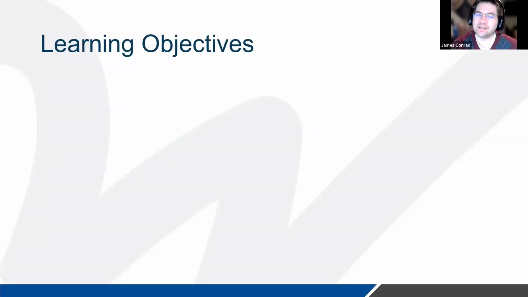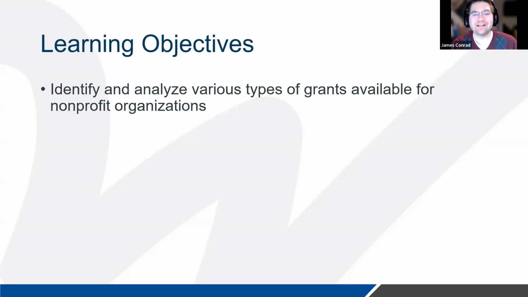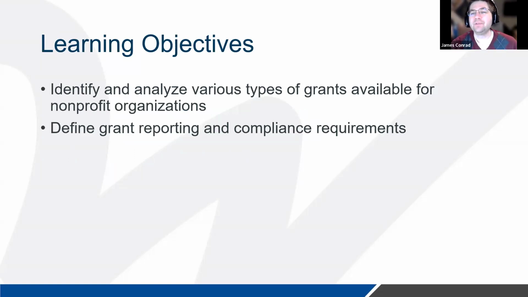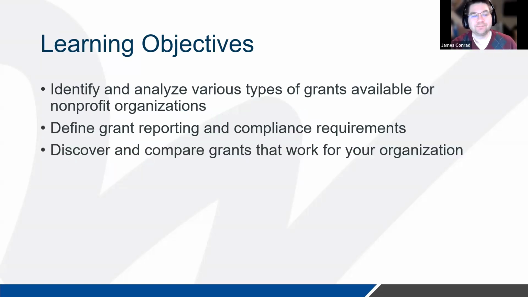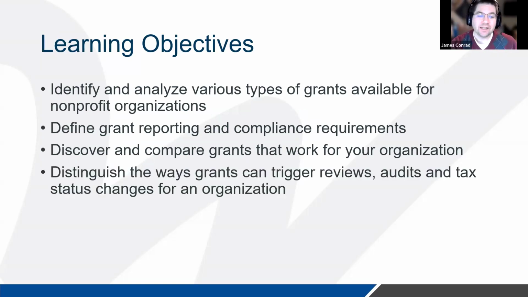So today's learning objectives: we're going to identify and analyze various types of grants for nonprofit organizations. We're going to define grant reporting and compliance requirements, discover and compare grants that work for your organization, and distinguish the ways grants can trigger reviews, audits, and tax status changes for your organization. It's a lot of information, so we're going to get to it.